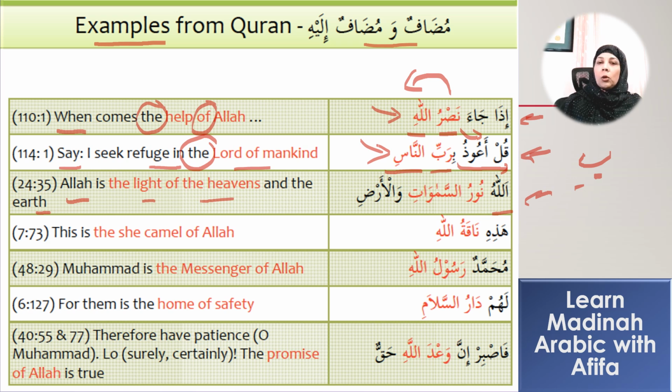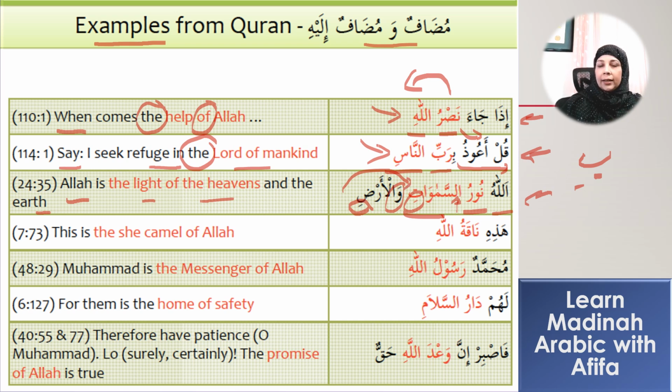Okay, so here the first term nuru is the mudaf and the second term as-samawati is mudaf ilayhi and it shows this kasra, right? It is majroor and we know that as-samawati is going to bear the al and the mudaf will not carry the al. So it is the light of the heavens and the earth. Waw means and, okay? And whenever there is a waw, it carries the case of the previous word, which is why the ardi also has the kasra. It's a continuation of the previous case, which has a kasra.